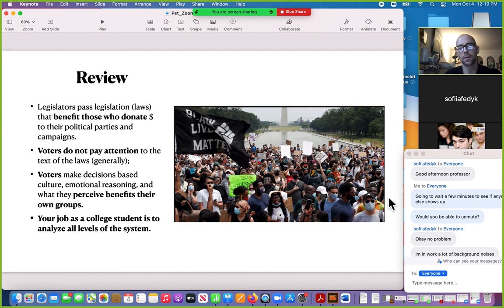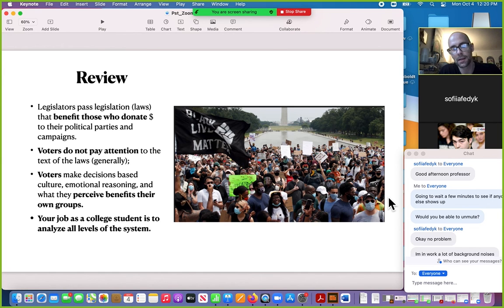And so voters are usually for or against things the same way that they're for or against a video on TikTok or YouTube. They're not really paying attention to the details. They generally don't know what they're talking about. And they're mostly arguing against some other side. This is the same thing that most people do all the time, right? We make our decisions based on our culture, our emotional reasoning, and what we think is going to benefit us. And so the ideals of the law are really never the same thing as the ideals of what you think law should be.